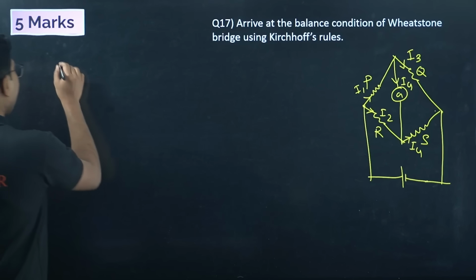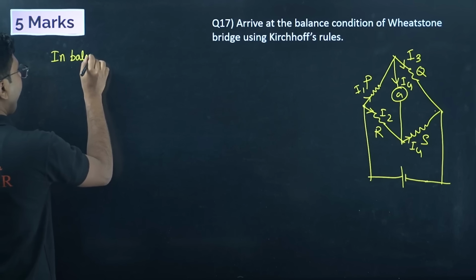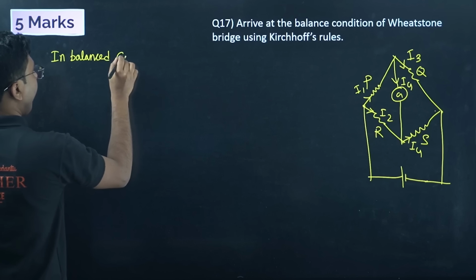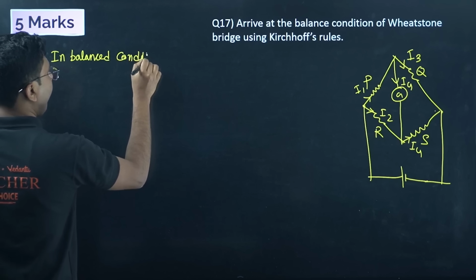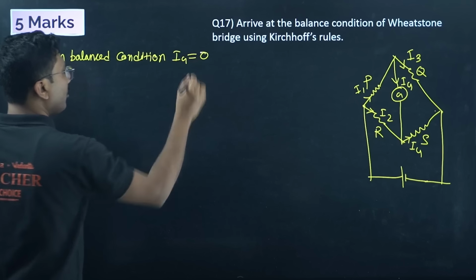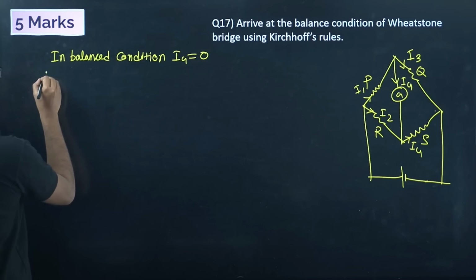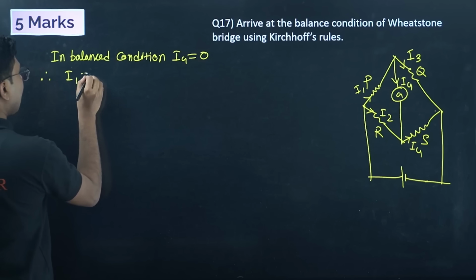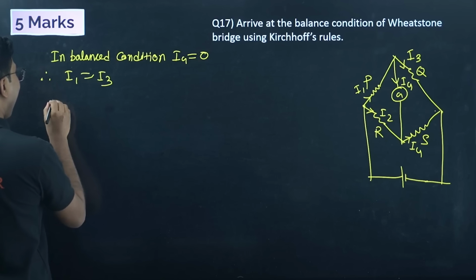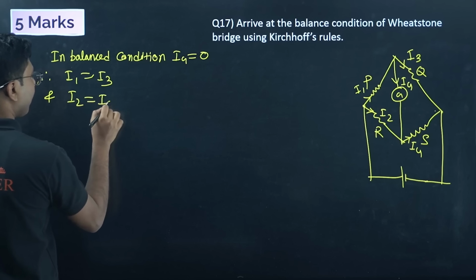In balanced condition, Ig should be equal to 0. So what we can say? Therefore we can say that I1 is equal to I3 and I2 should be equal to I4, right?